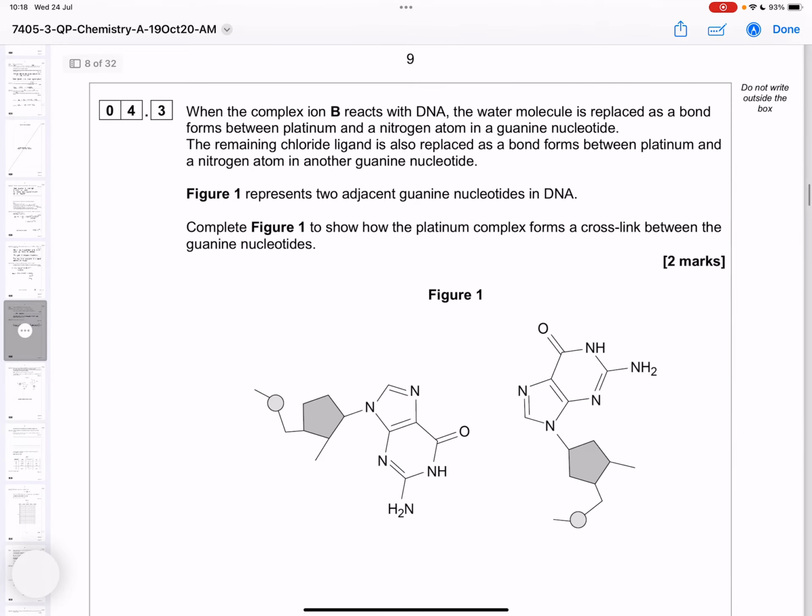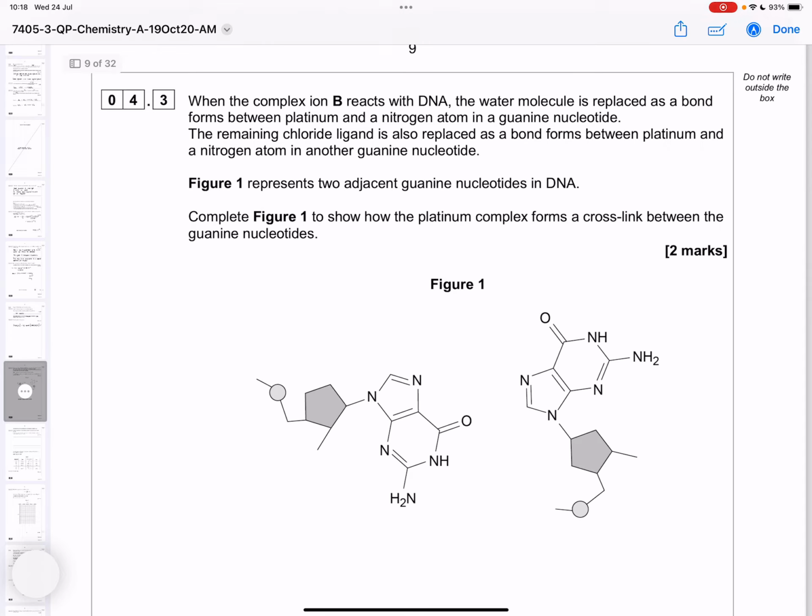When the complex B reacts with the DNA, the water molecule is replaced by a bond, as a bond forms between platinum and nitrogen in guanine. The remaining chloride ion is also replaced, so we'll have ended up replacing the chloride and the water. We'll still have the two ammonias, and that happens between another guanine. So figure 1 represents two adjacent guanine nucleotides in DNA, complete by showing how the platinum complex forms a cross-link.